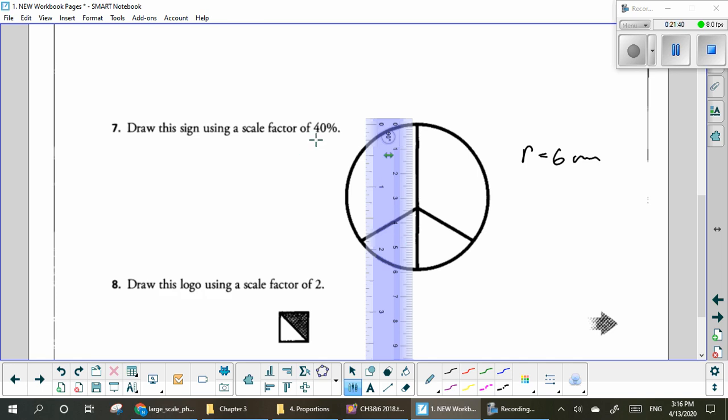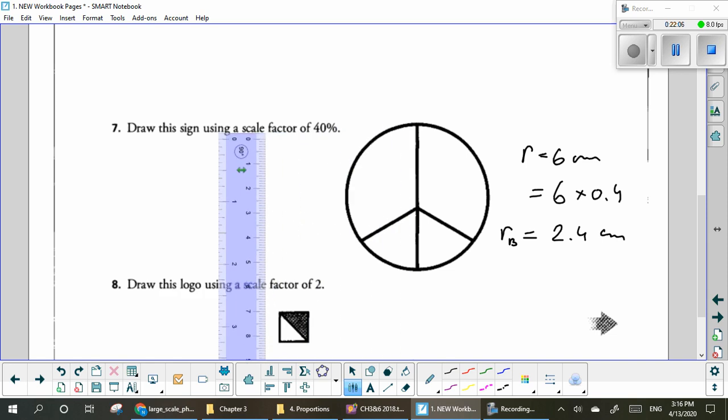It's going to be 40% of the original, so that means I'm going to multiply by 0.4, and we will know what that is. That is 2.4 centimeters, which is going to be the radius. I'll put it as radius B. So let me show you how I'm going to do that here.